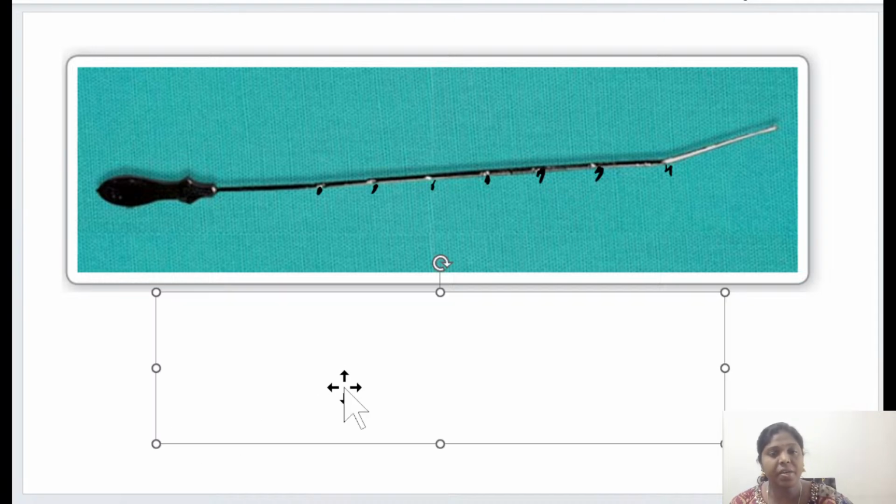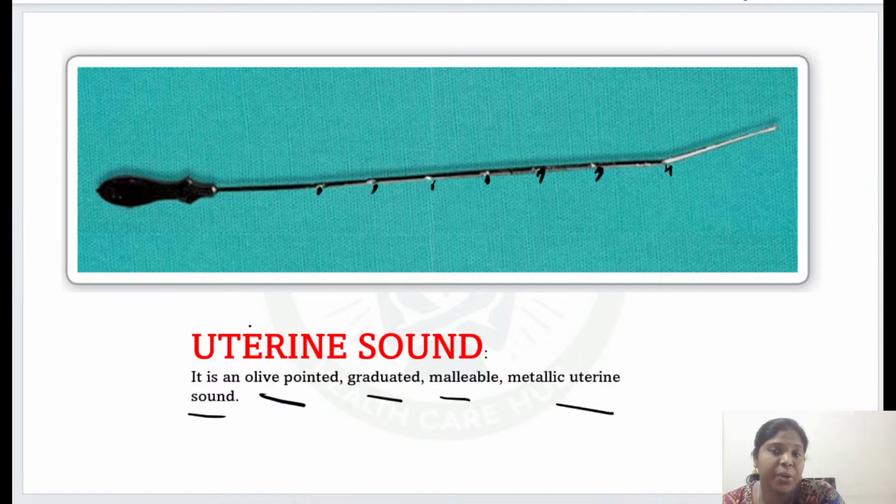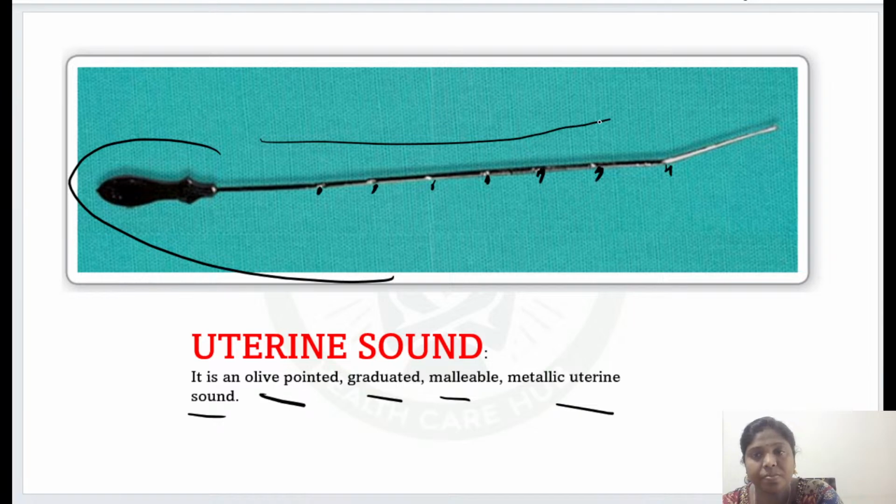Yes, Prama Chatterjee. This is called the uterine sound, an olive pointed, graduated, malleable metallic uterine sound, used especially to measure the length of the uterus. So this is how it looks. This is called the uterine sound.